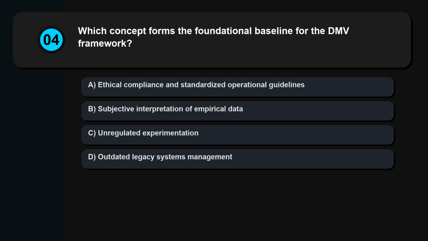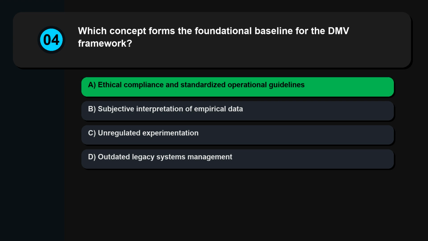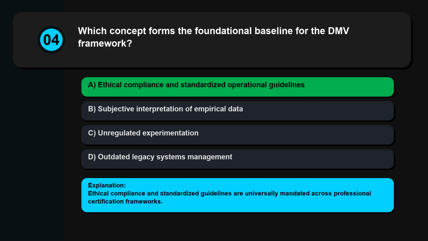Question 4. Which concept forms the foundational baseline for the DMV framework? Ethical compliance and standardized operational guidelines, subjective interpretation of empirical data, unregulated experimentation, outdated legacy systems management. Ethical compliance and standardized guidelines are universally mandated across professional certification frameworks.